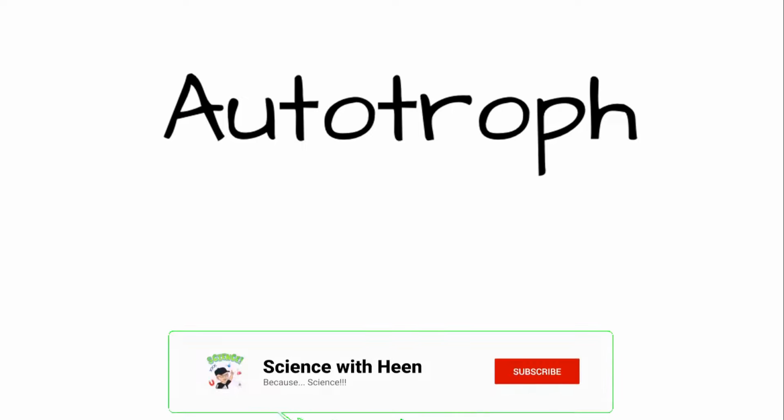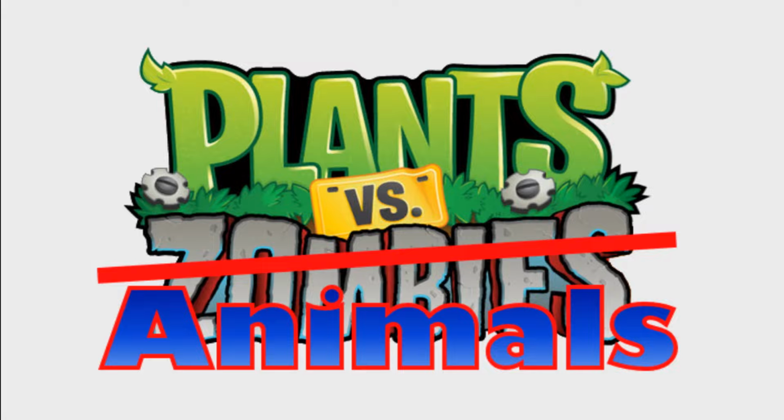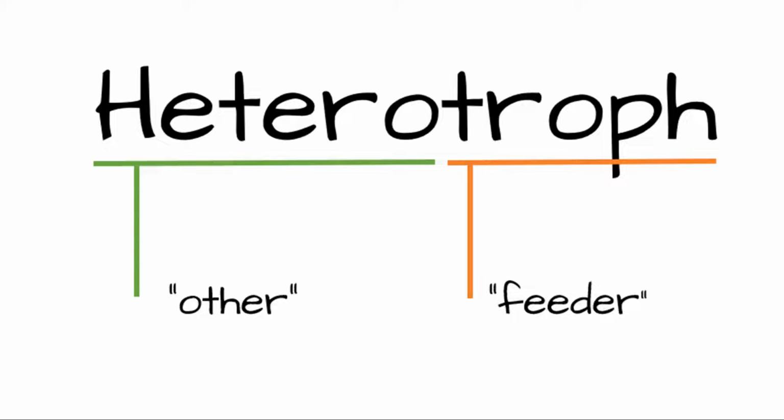Now, plants are autotrophs, which means they produce their own food. Auto meaning self and troph meaning feeder, so they are self-feeders. Now, this is actually a key difference between plants and animals, who can't make their own food. Animals are termed heterotrophs, hetero meaning other, so other feeders. They have to eat from other food sources. They can't make their own food.